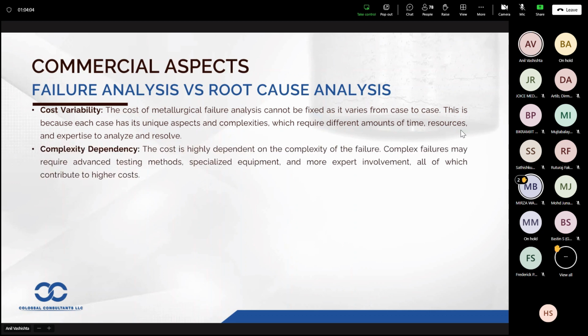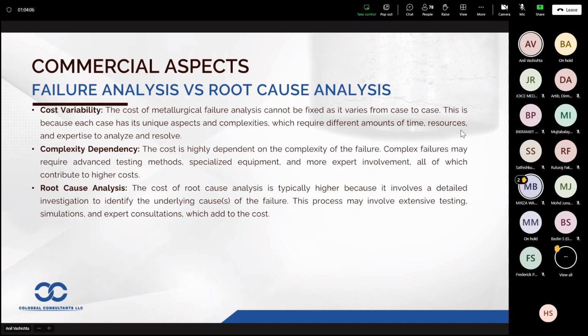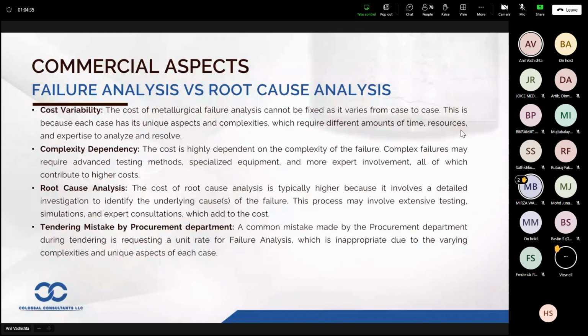So it depends on the complexity. And the root cause analysis is a far more extensive analysis, in which processes are involved, expectations which add to the cost. So when it is said that a root cause analysis has to be considered, you need to bear in mind that the cost will be higher when compared to failure analysis.